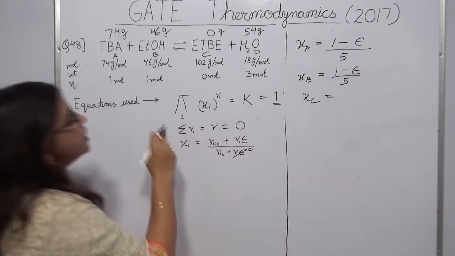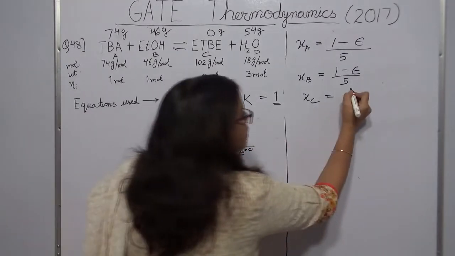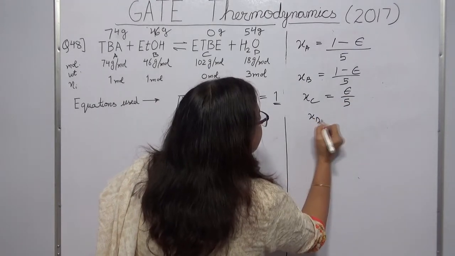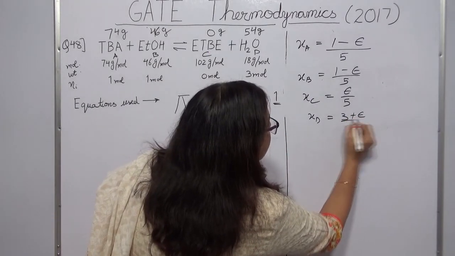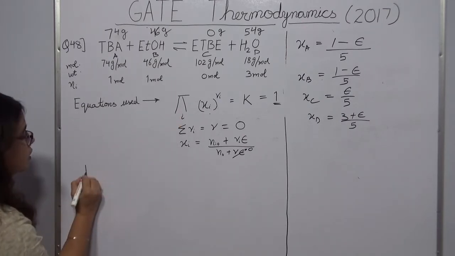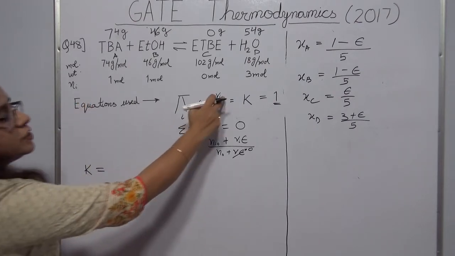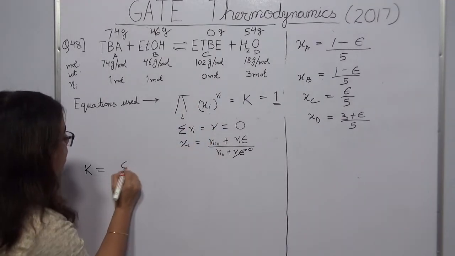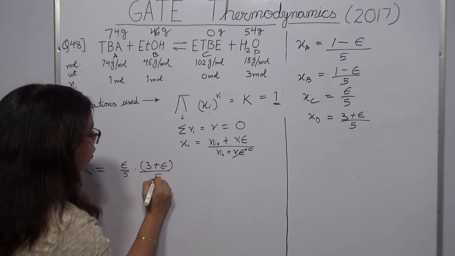xC is equal to, initially you do not have any, so 0 plus epsilon divided by 5. Your xD is equal to, initially you have 3, so 3 plus epsilon divided by 5. Okay, so you can quickly write down your mole fractions in terms of your extent of reaction. Now put this in the equation. So your K is equal to, first of all, because products will be raised to plus 1, I am going to write epsilon by 5 times 3 plus epsilon by 5.